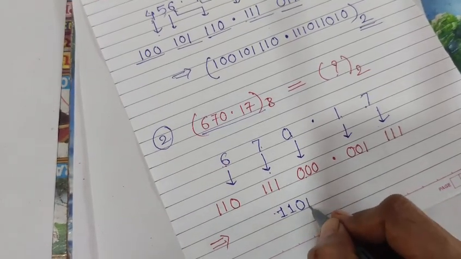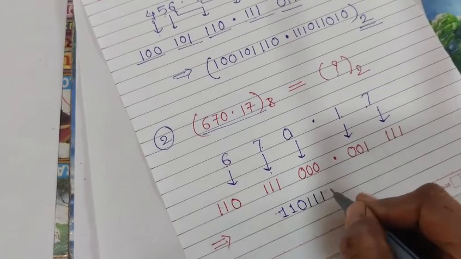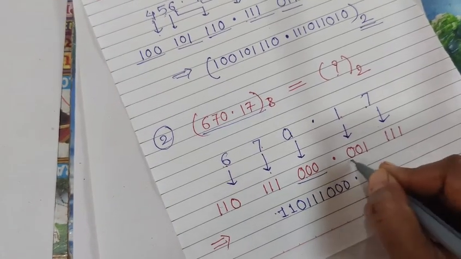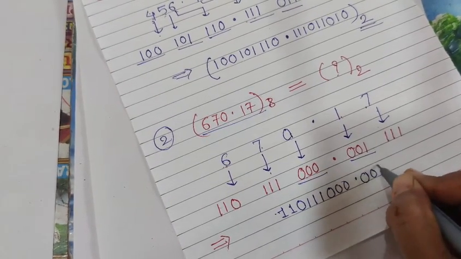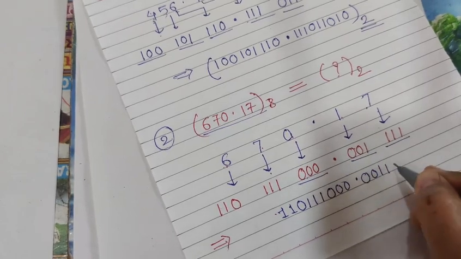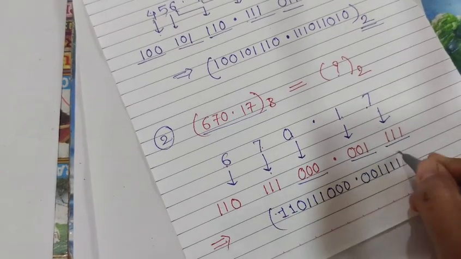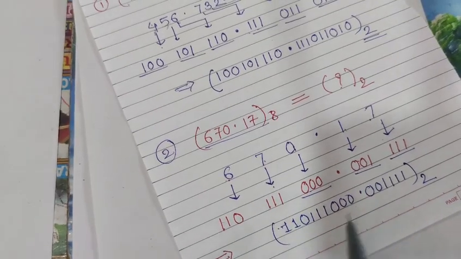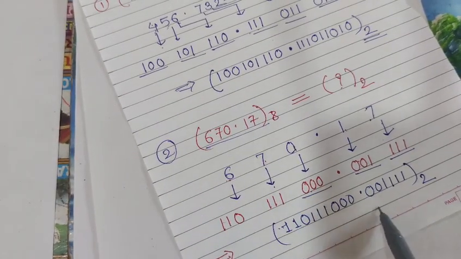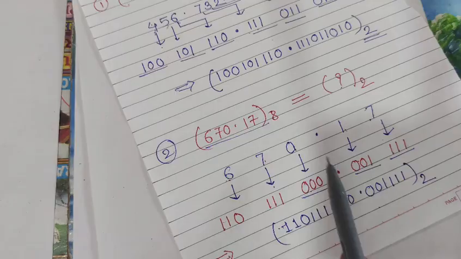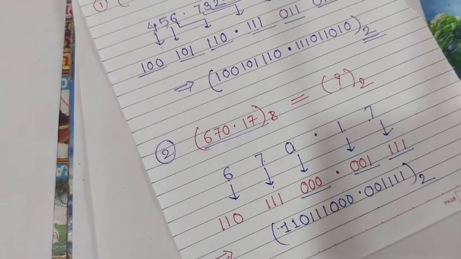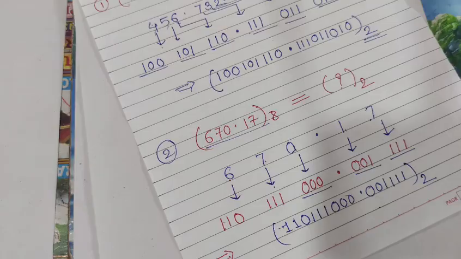So what is our conversion of octal into binary? 110, 111, 000, point, 001, 111. This is the conversion into binary form. It is a very simple conversion, octal into binary. We only have to write each and every digit in its 3-bit equivalent binary.